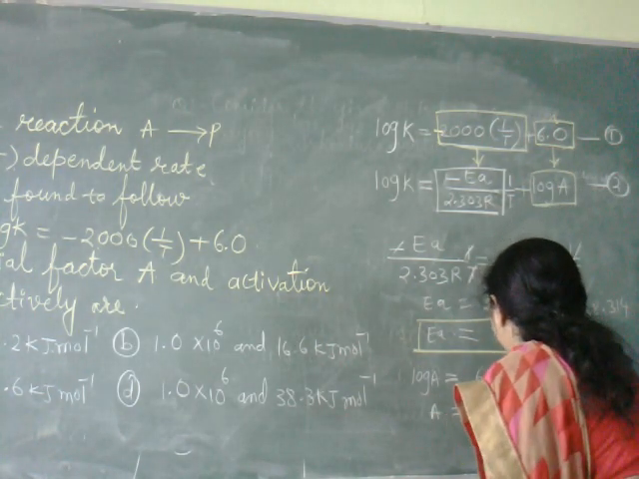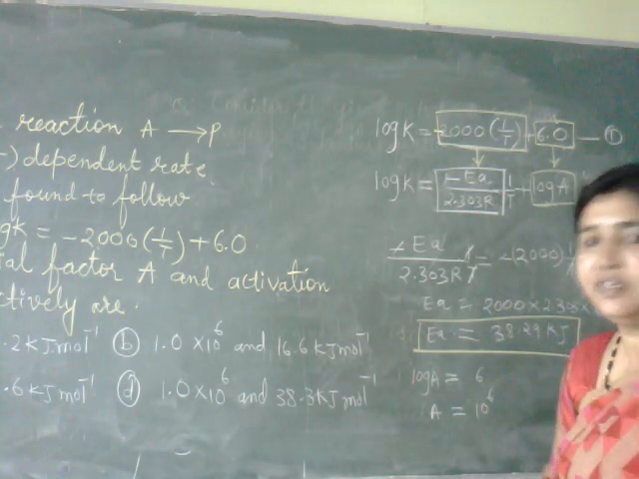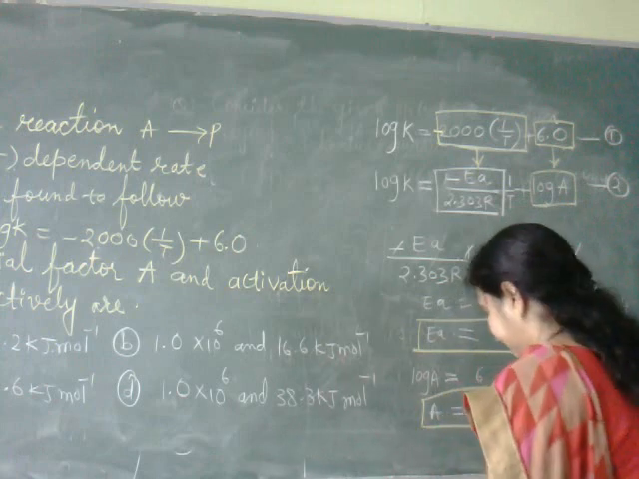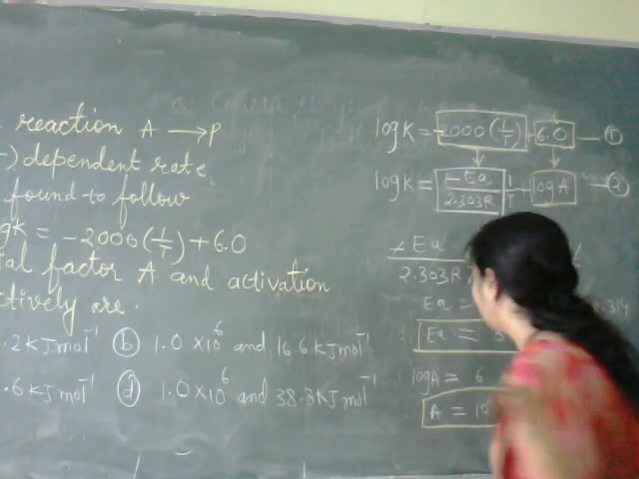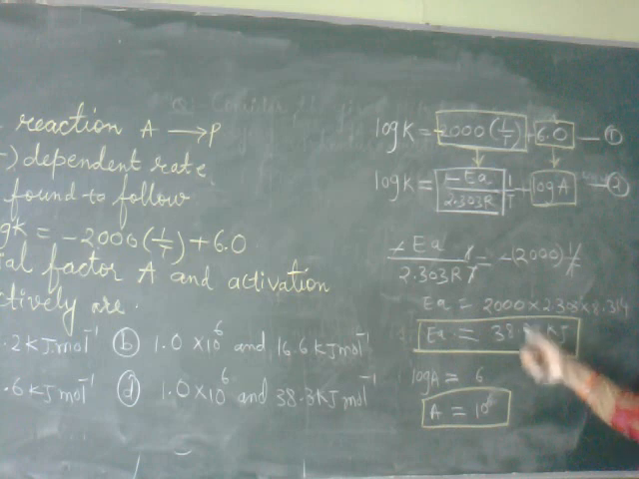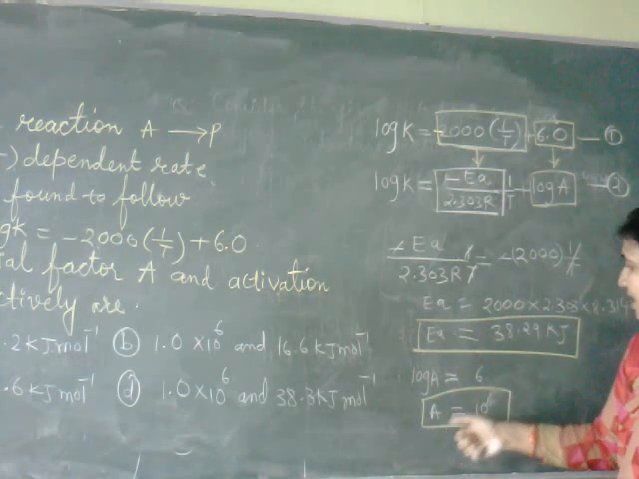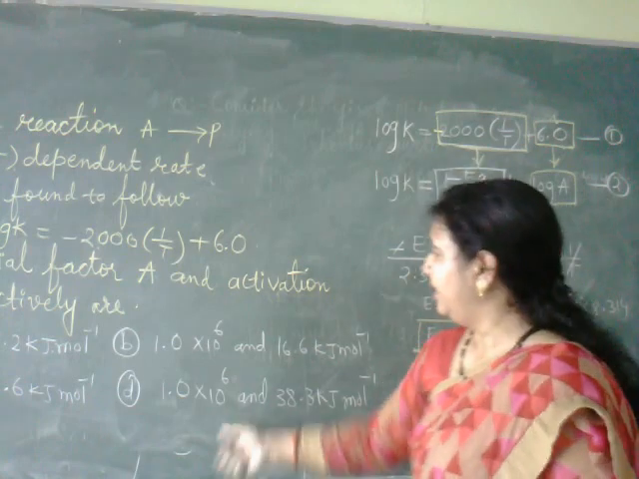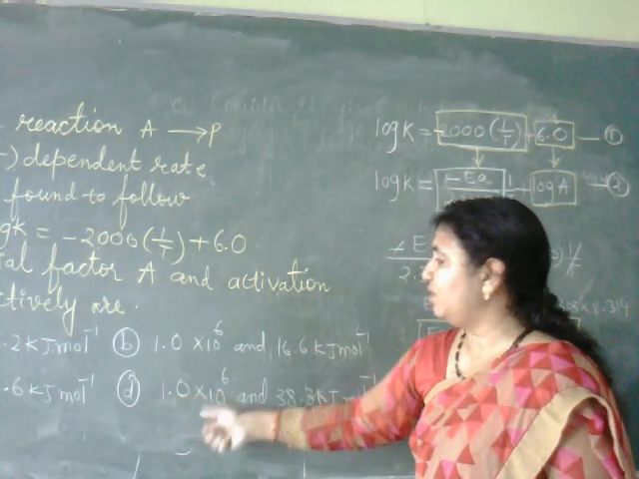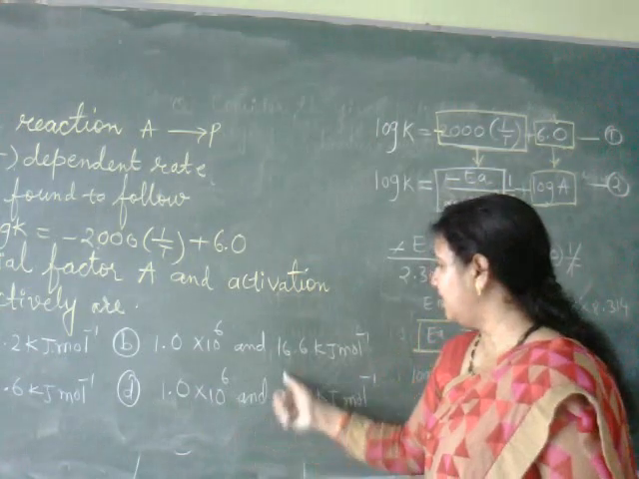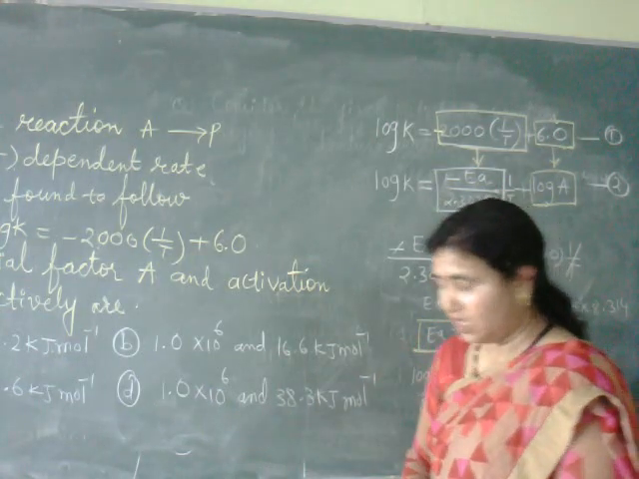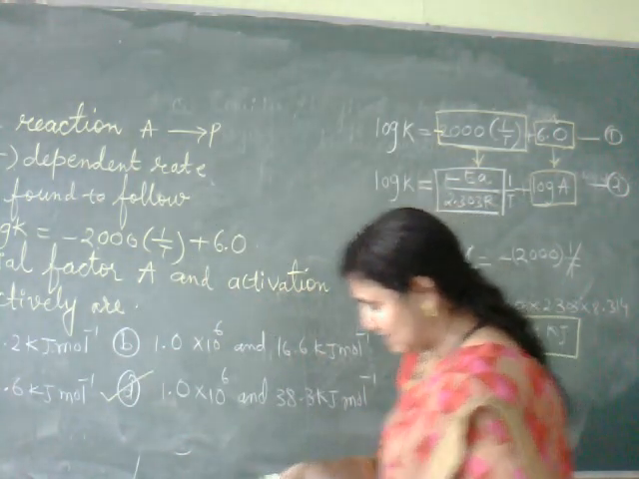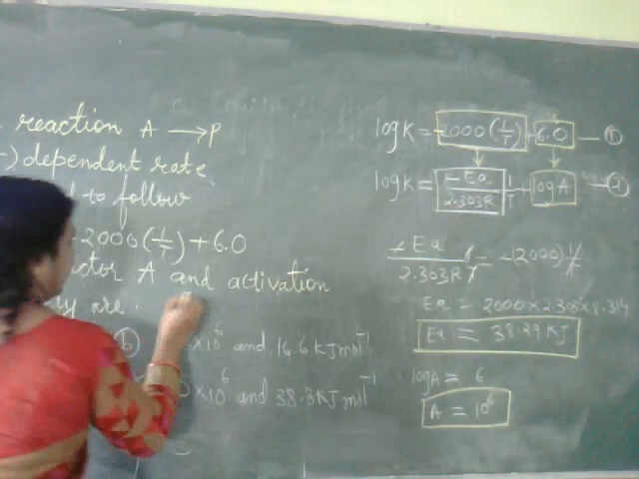Then A is equal to what? 10 raised to 6. So we got activation energy 38.29 and A factor is how much? 10 raised to 6. Which option we have here? D, 1.0 into 10 raised to power 6 and 38.3 kilojoule per mole. This is D, the correct answer. This question they have asked in IIT JEE 2009.